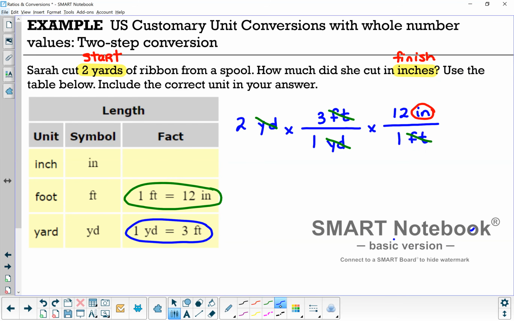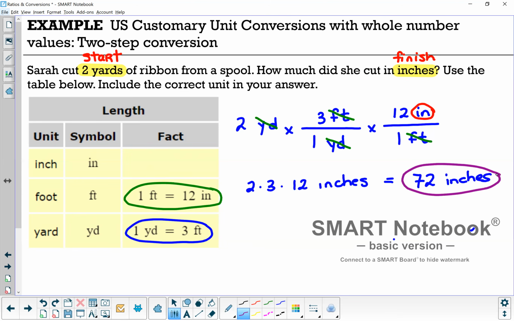Now let's go through and do our multiplication. That's 2 times 3 times 12, and we have inches. So when we multiply that through, we get 72 inches, and we are done.